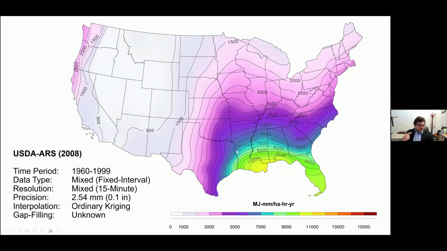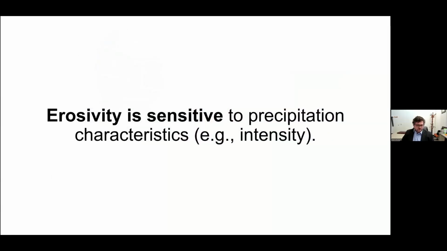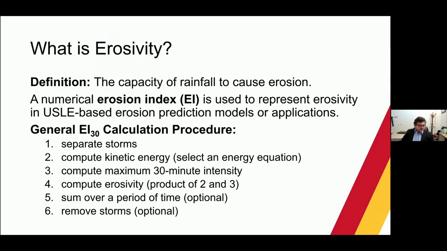And I'm going to show you how these maps are made and how they are changing in the future. Erosivity is sensitive to precipitation characteristics. So that map that I just showed you is representing the concept of erosivity as a number, and I'm going to explain what that is if you don't know. So what is it? Erosivity is the capacity of rainfall to cause erosion.